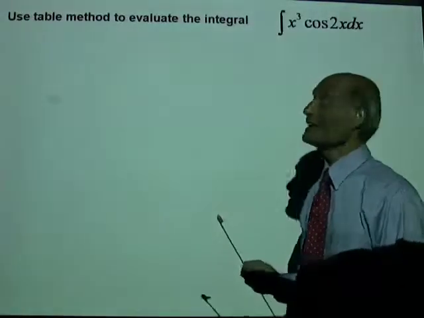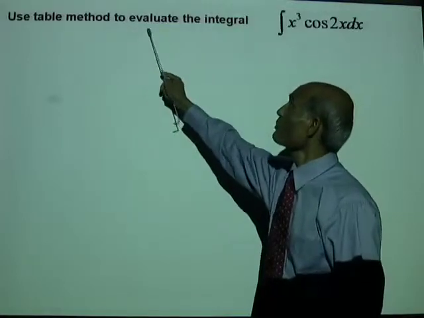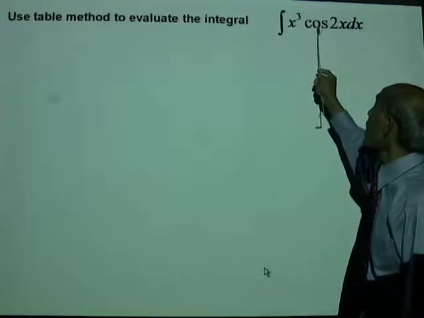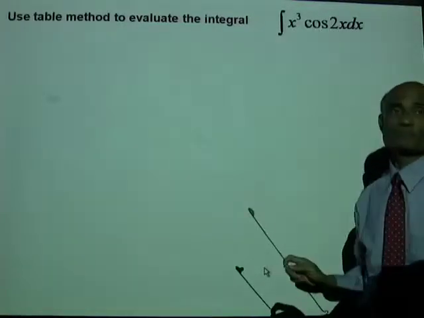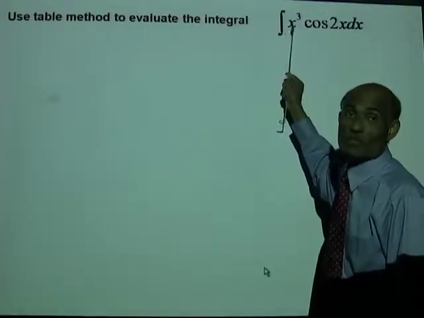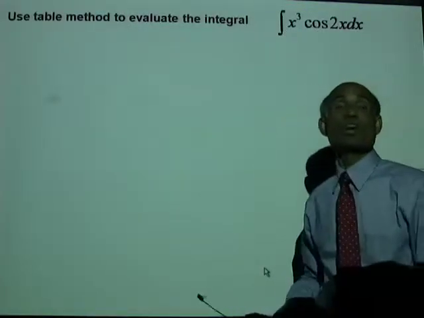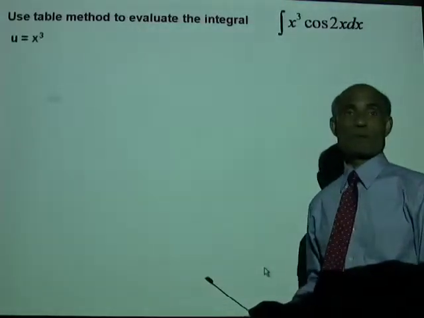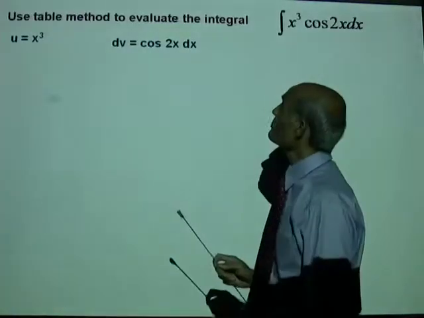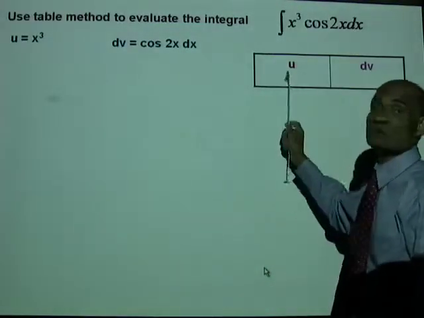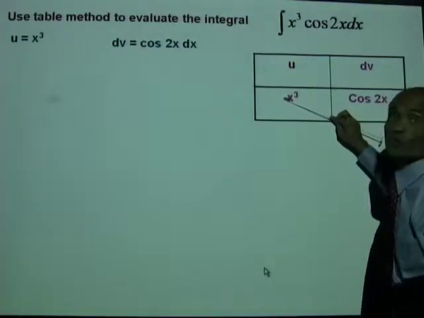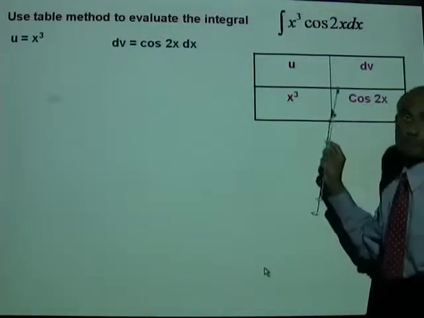Just practice this with another example. Use the table method to evaluate the integral x cubed cos 2x dx. Alright, what is your u? U is x cubed, and your dv is cos 2x dx. So u equal to x cubed, dv equal to cos 2x dx. Let's make our table. Now write your u and write your dv.